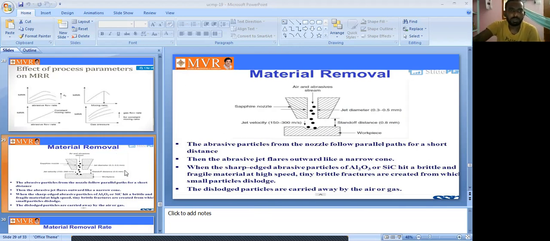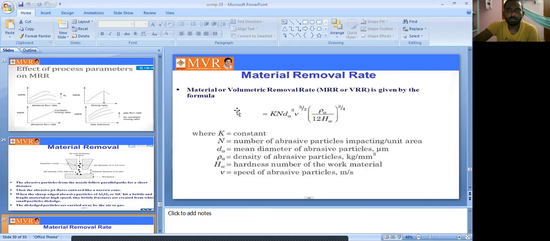Okay, so next we will discuss material removal rate. See here, the material or volumetric removal rate, MRR or VRR, is given by a formula. So by using this formula we calculate the material removal rate in the abrasive jet machining process.